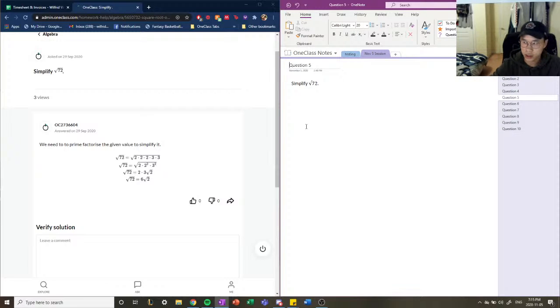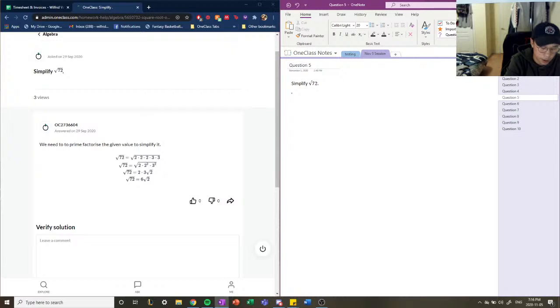So the key to simplifying this square root is by listing out the factors of 72. So the goal of simplifying is you want to get to a point where you can no longer square root the value, or it won't give you a whole number or integer. And by that point, you've simplified the square root, right? So let's list out the factors of 72.